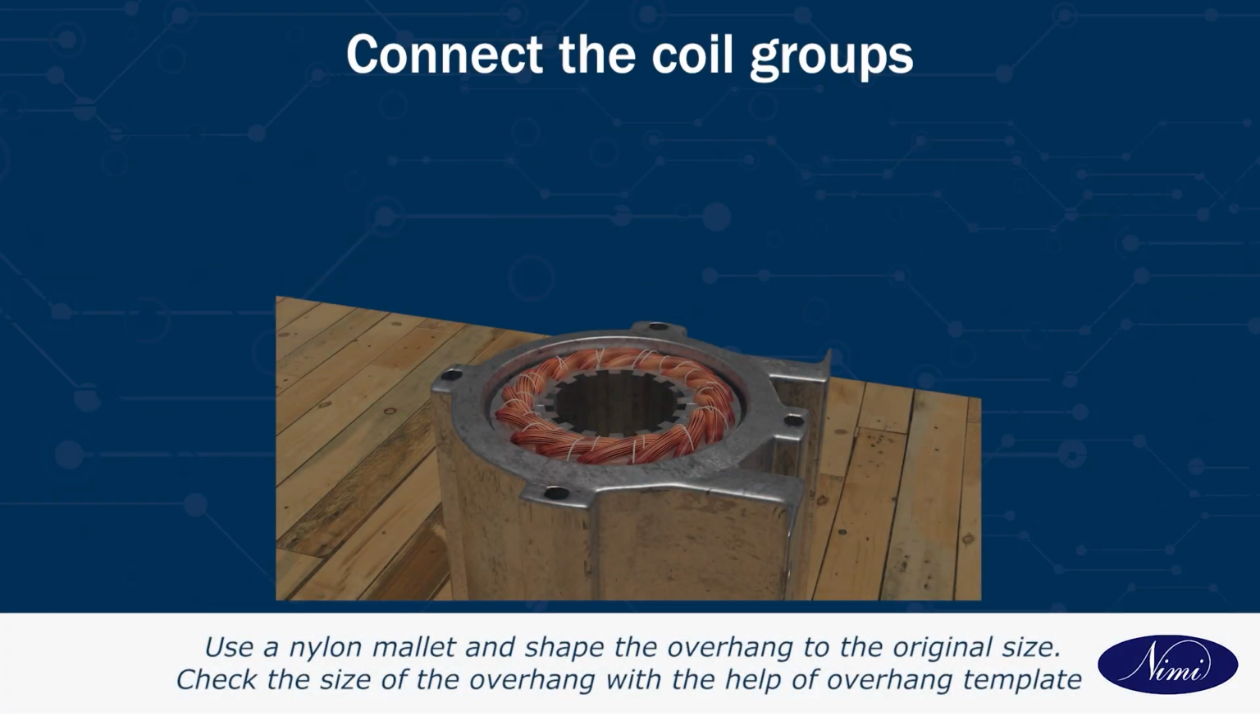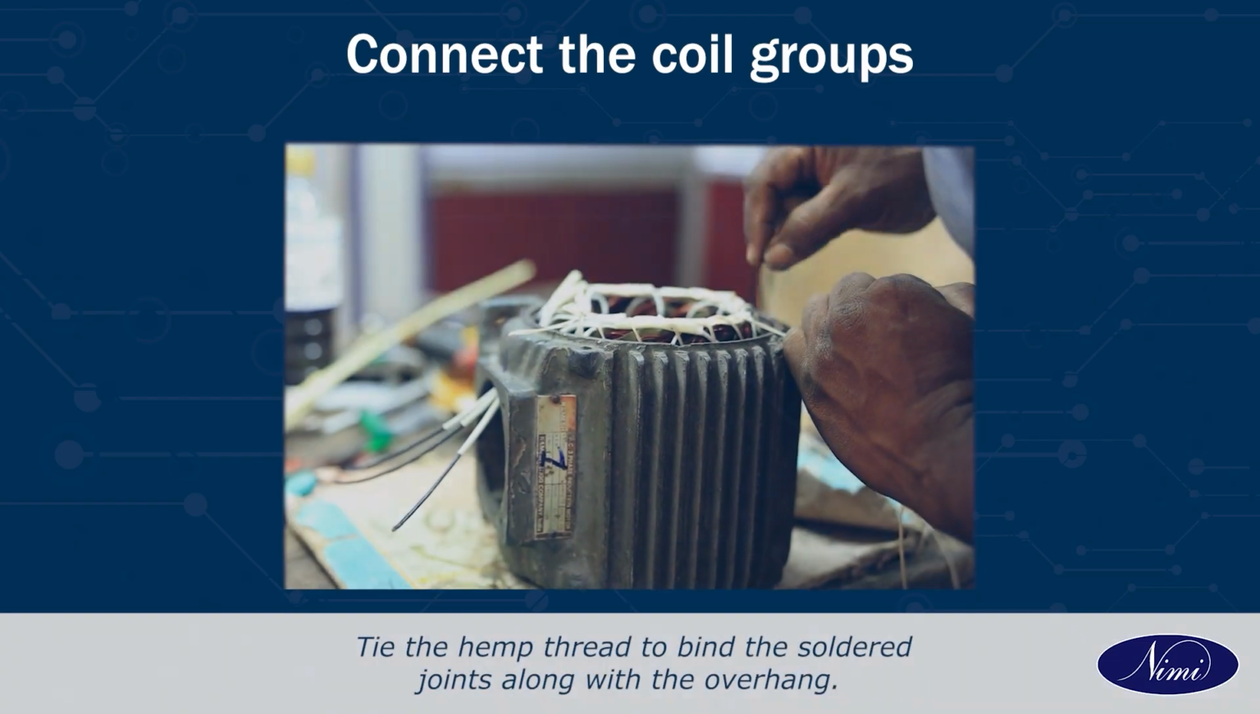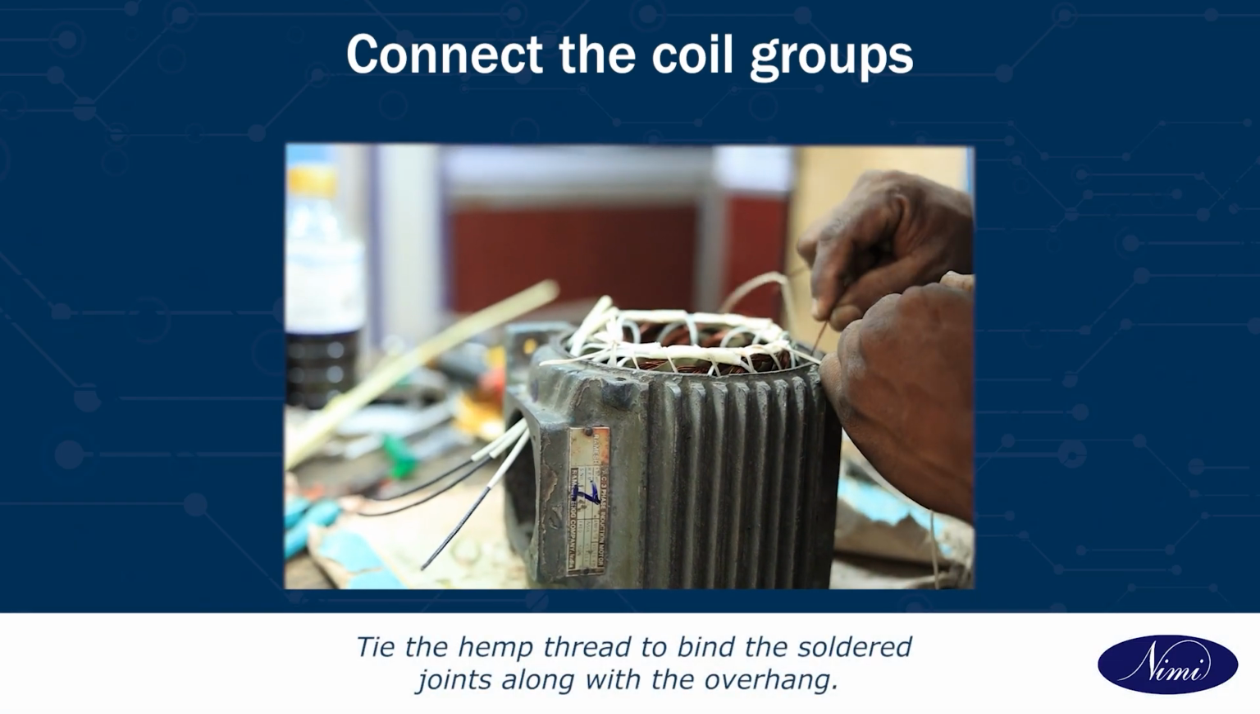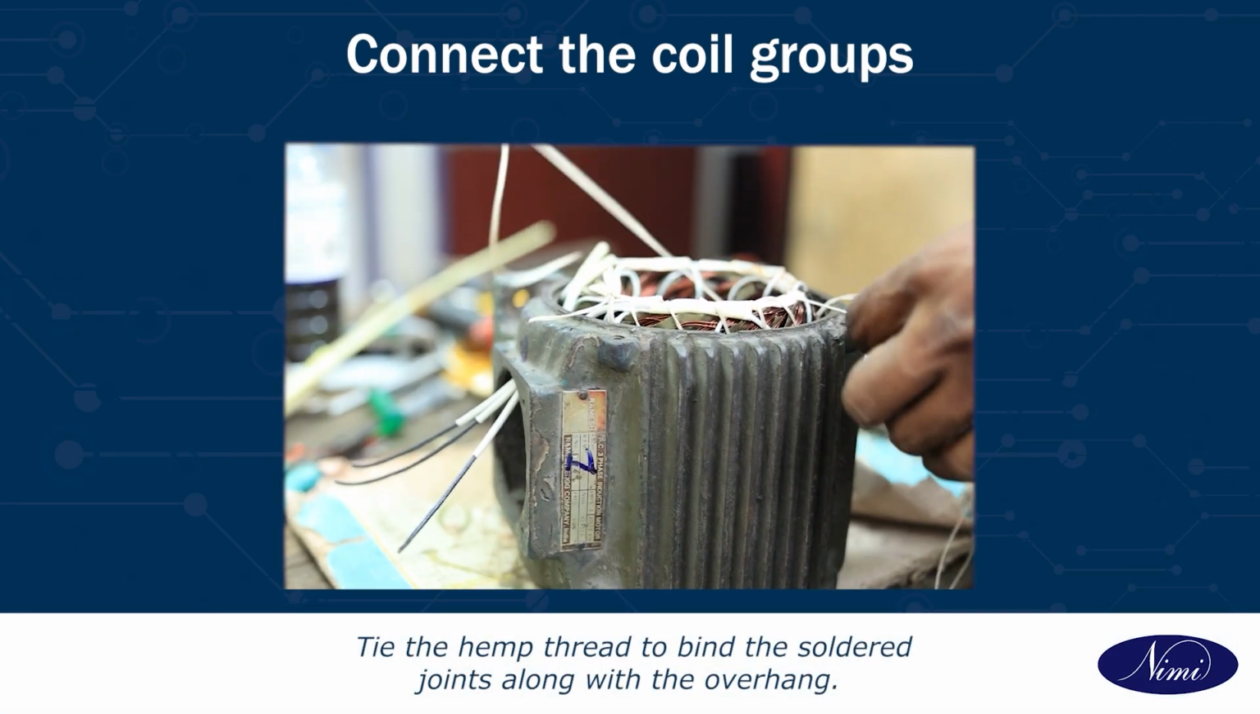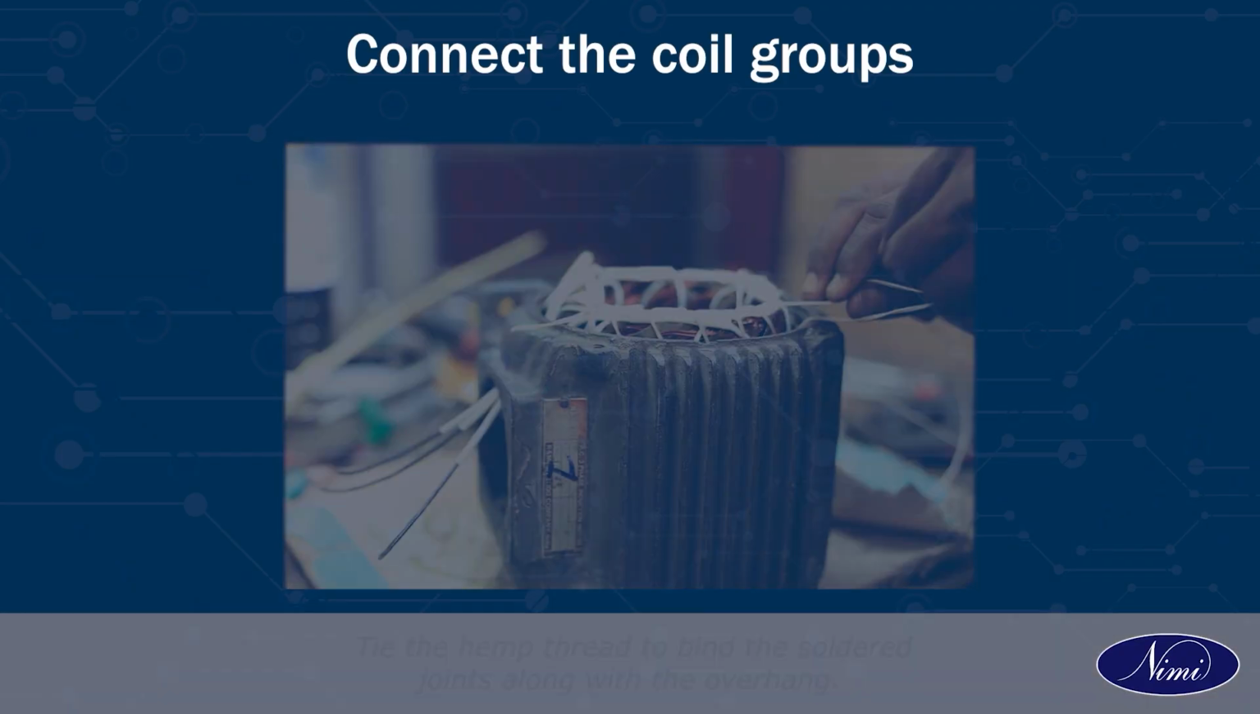Use a nylon mallet and shape the overhang to the original size. Check the size of the overhang with the help of overhang template. Tie the hemp thread to bind the soldered joints along with the overhang.